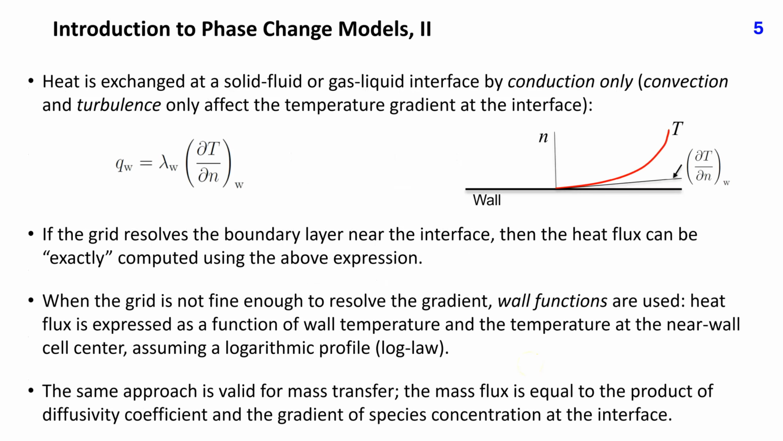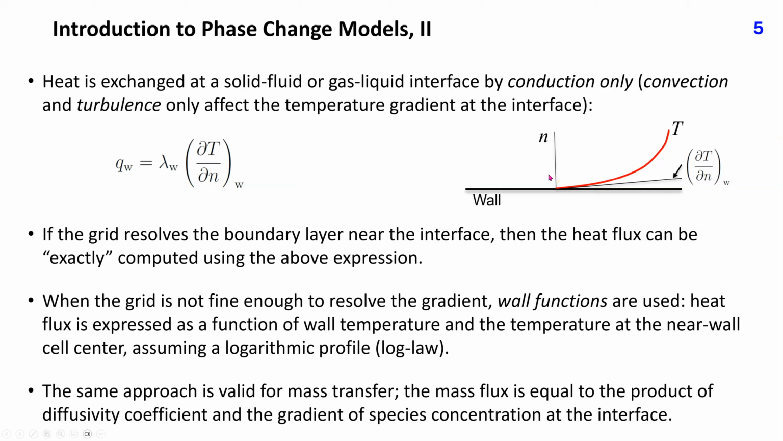At a solid-fluid or gas-liquid interface, heat is exchanged solely by conduction. Convection and turbulence only affect the temperature gradient at the interface. This figure shows a temperature profile in fluid near a wall. The tangent to this profile at the wall represents the temperature gradient which, when multiplied by the heat conductivity in fluid at the wall temperature, defines the heat flux between fluid and wall.